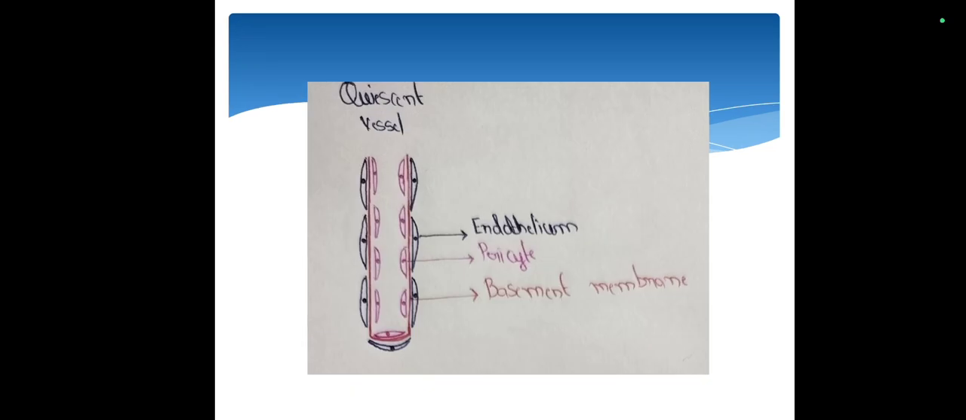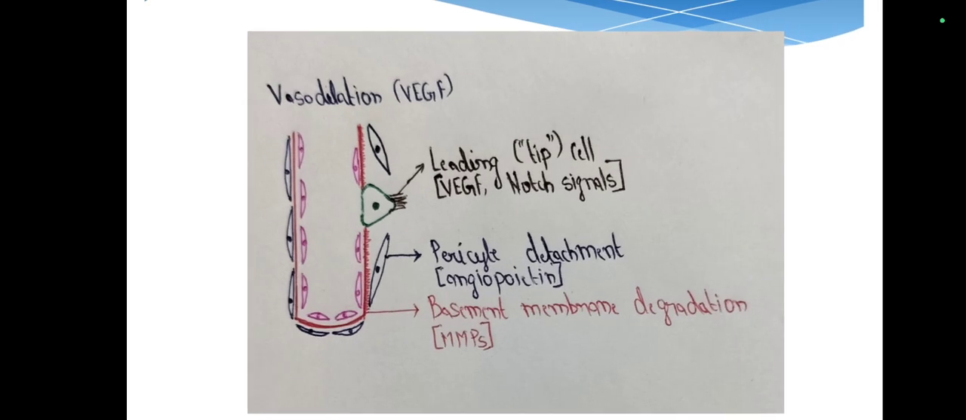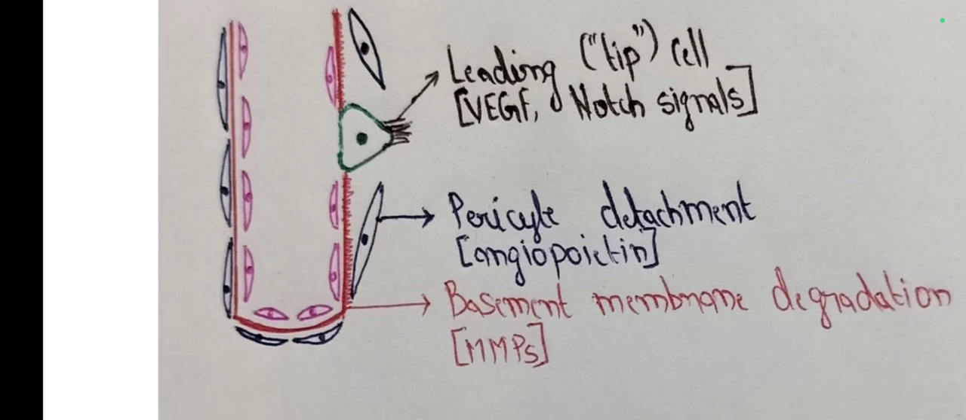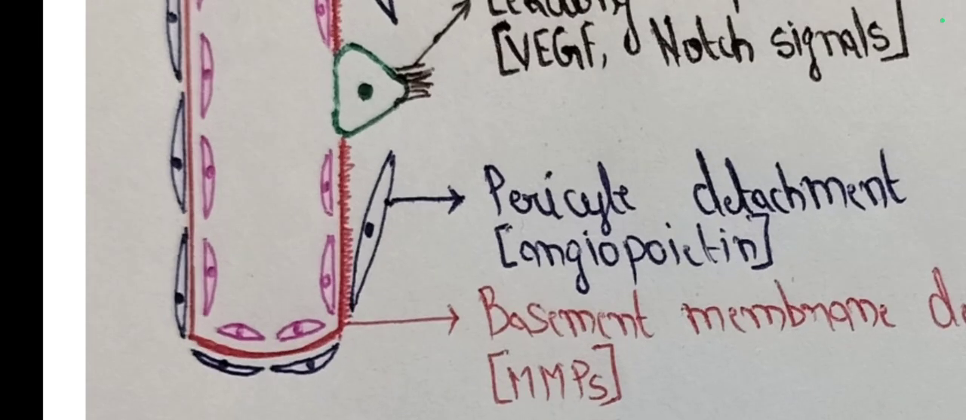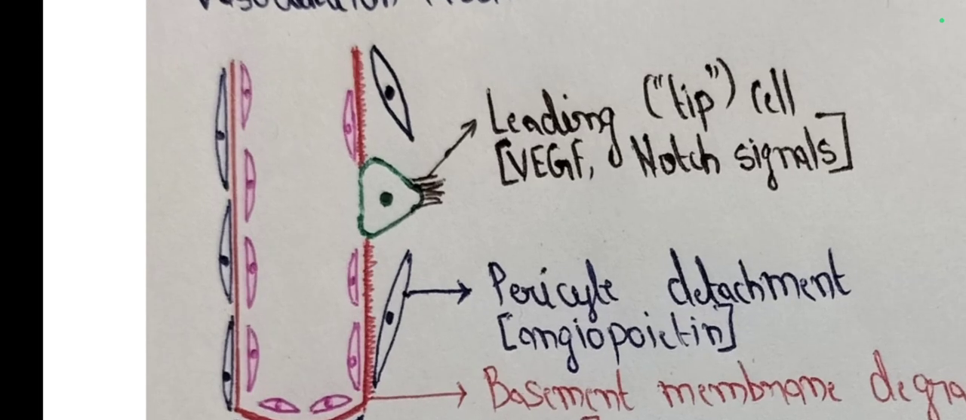Now, because of angiogenic factors like vascular endothelial growth factor, vasodilatation happens, and here there is degradation of basement membrane, this red color thing, and there is detachment of pericyte, that is the blue color cell gets detached from the basement membrane. The green color cell is the endothelial cell which is proliferating and migrating towards the site of injury.